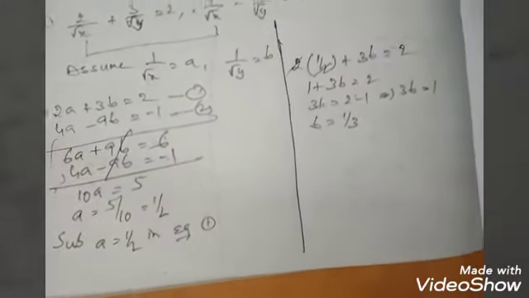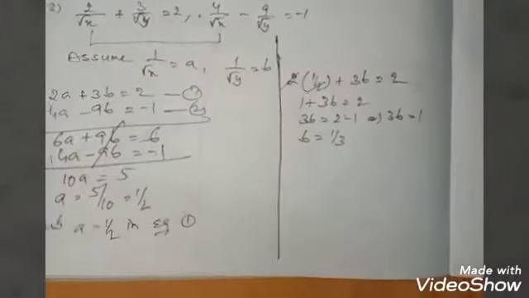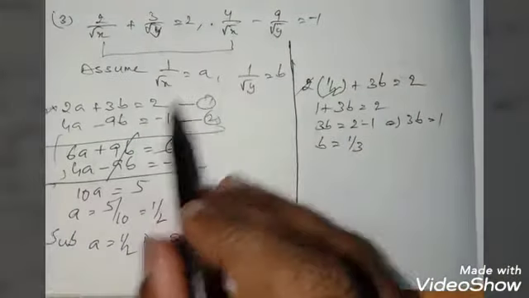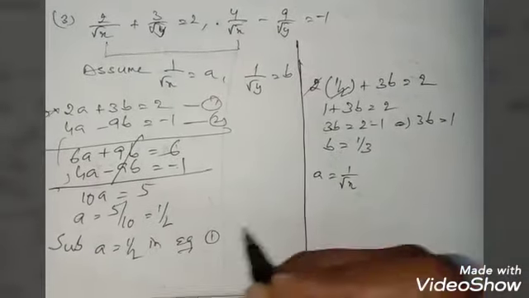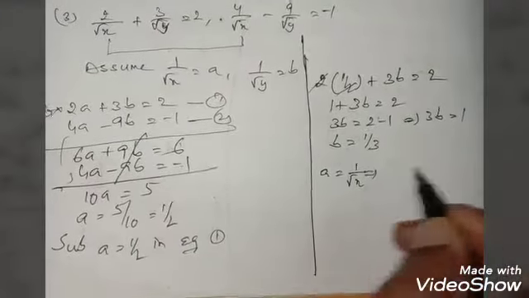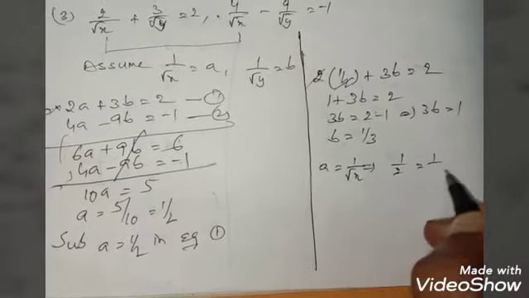Now after getting the value of b as 1 by 3, then what have we assumed a as? See, a is nothing but 1 by root x, right? So in place of a, we are writing 1 by 2. That is 1 by 2 is equal to 1 by root x.